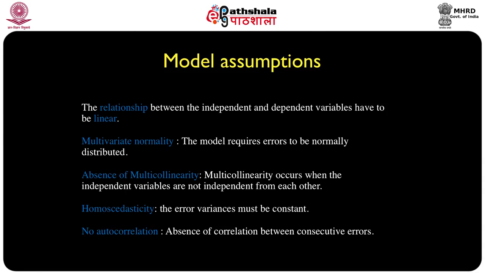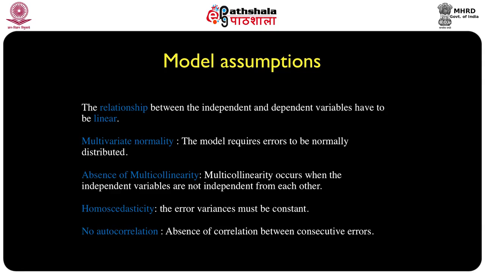The third assumption is of multicollinearity. Multicollinearity occurs when the independent variables are not independent from each other. That is, the predictor variables x1, x2, up to xp that we have seen in the model before, if we arrange them in a matrix form, this matrix has to be of full rank. The absence of multicollinearity is a very important model assumption in case of multiple linear regression.